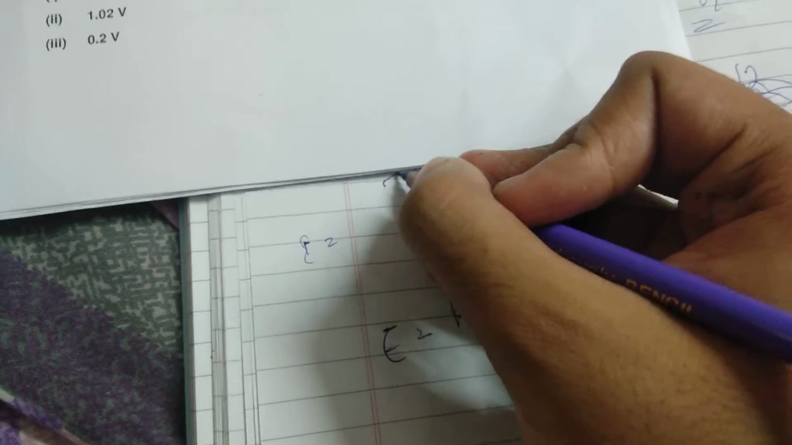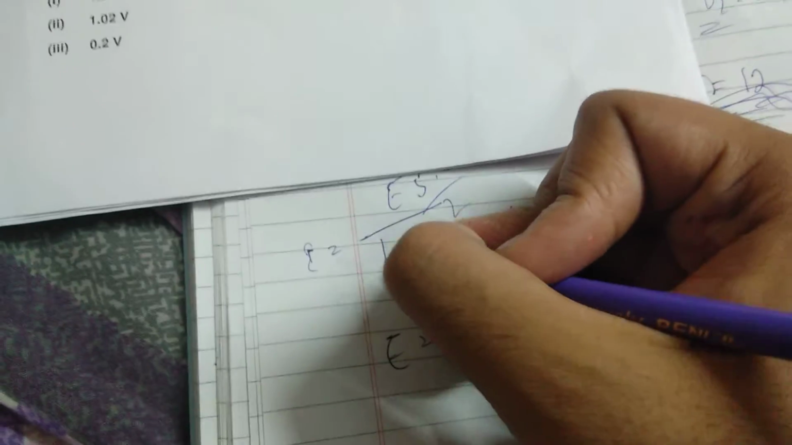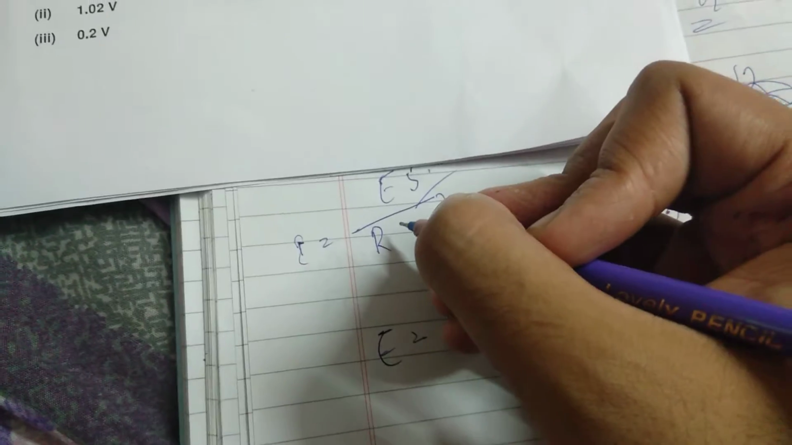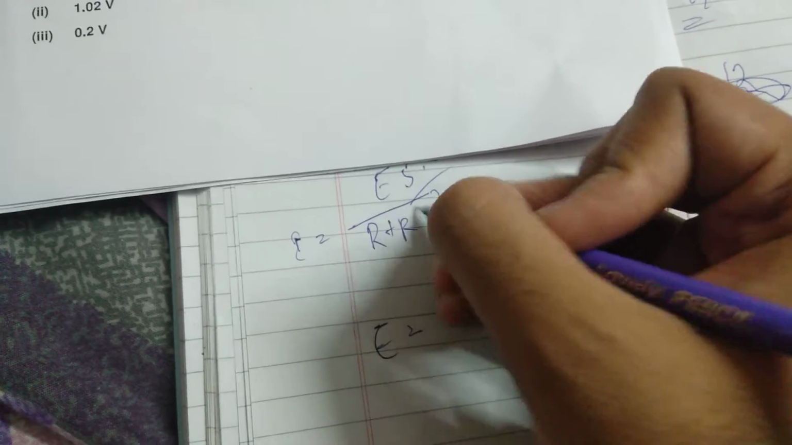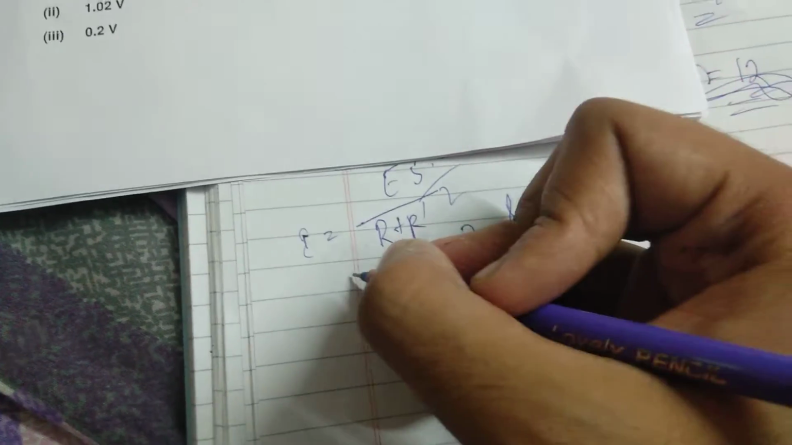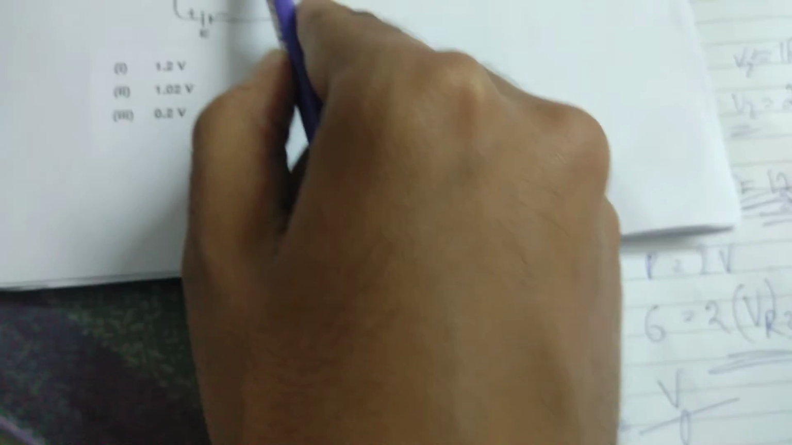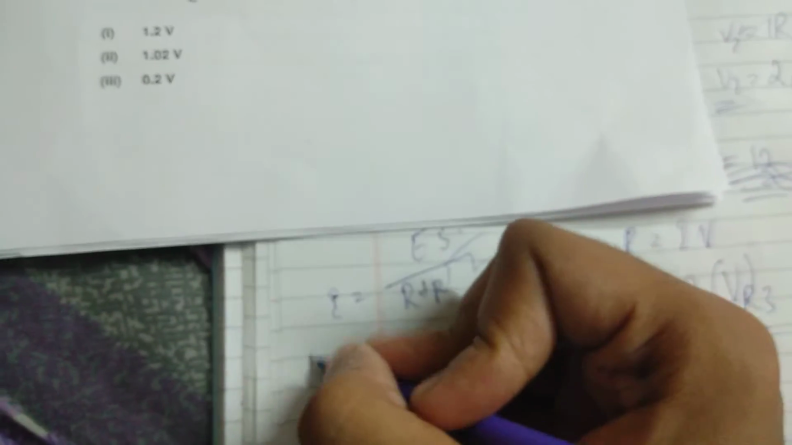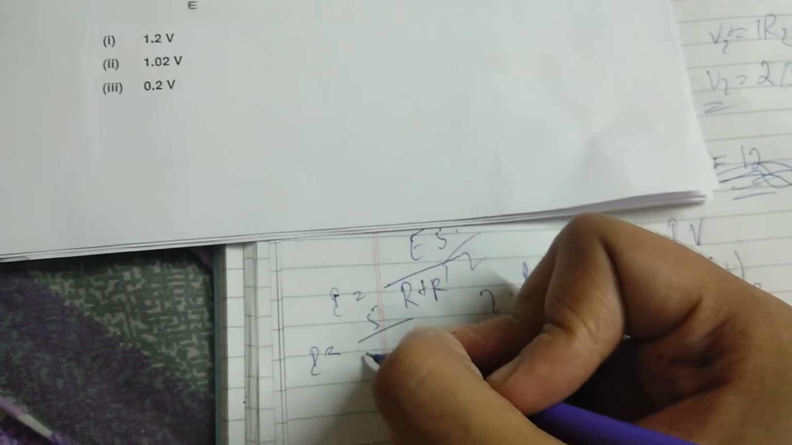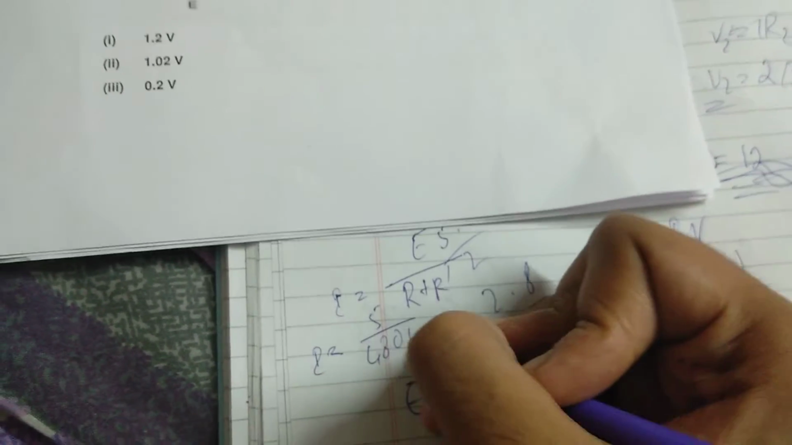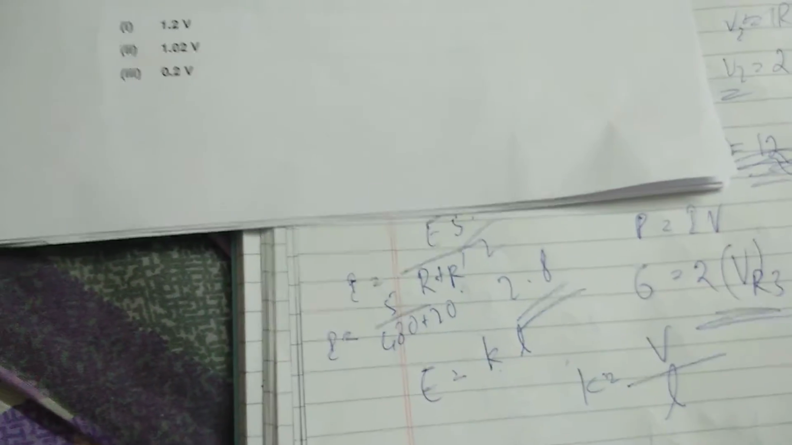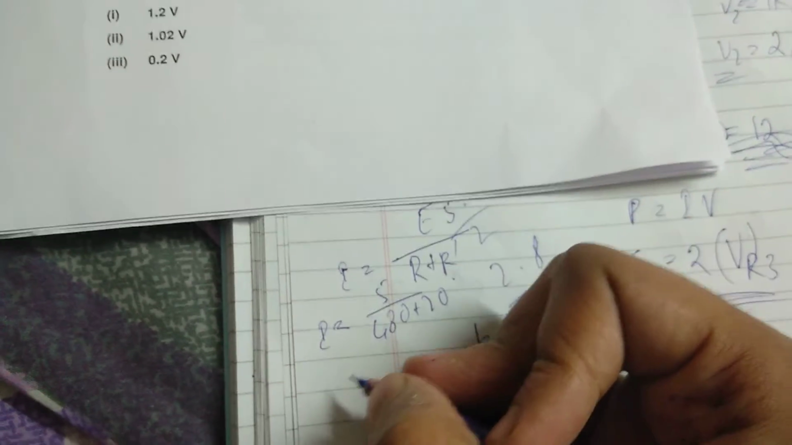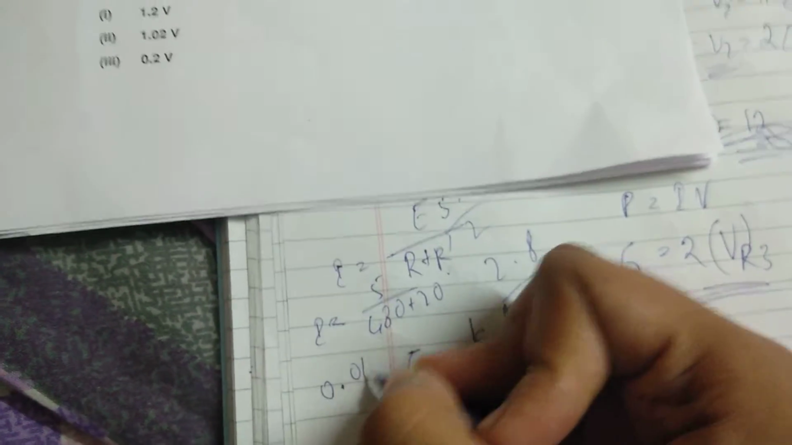First of all, what will be the current? Current will be the total voltage E over R, the resistance of the wire plus the external resistance R dash. So the total voltage is given 5, connected in series with a battery of 5 volt. So I will be 5 over 480 plus 20. That is 500. So I will be 0.01 ampere.